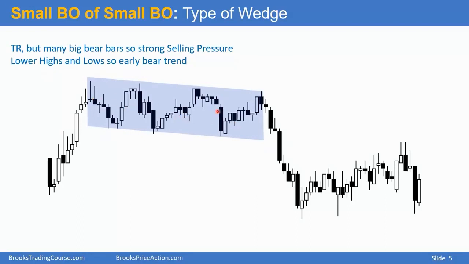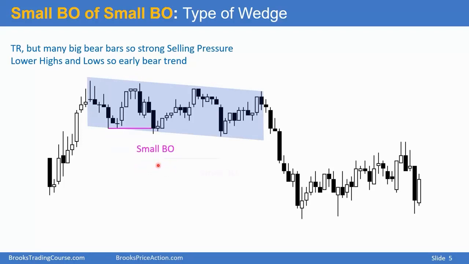Trading range, a lot of bear bars, so good selling pressure. Lower highs, lower lows. It's a wedge, but it's mostly horizontal and the breakouts were small. Special type of pattern. If you get a bull reversal and it fails to break to the upside, be ready for a breakout below the bottom of the wedge and a measured move down. Higher probability of a measured move down from this type of wedge than from a break below other types of wedges.